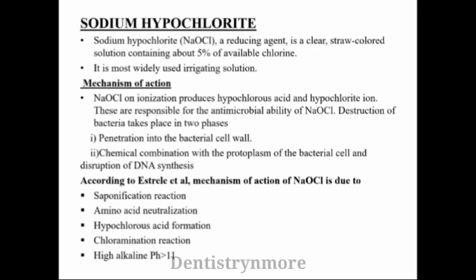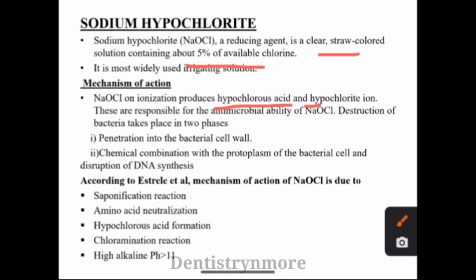Next we are moving to sodium hypochlorite. It is a reducing agent, and its properties are that it is clear, straw colored, and contains 5% available chlorine. It is the most widely used irrigating solution. Its mechanism of action is that on ionization it produces hypochlorous acid and hypochlorite ion, which are responsible for the antimicrobial ability. The destruction of bacteria takes place in two phases: penetration into the bacterial cell wall, and chemical combination with the protoplasm of the bacterial cell and disruption of DNA synthesis.